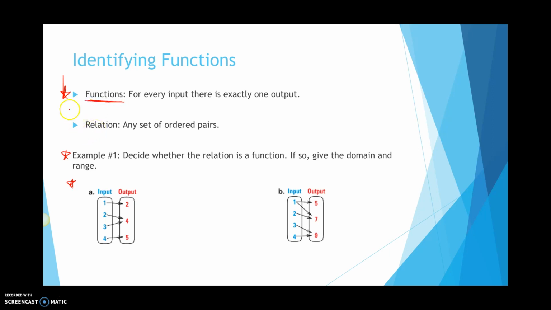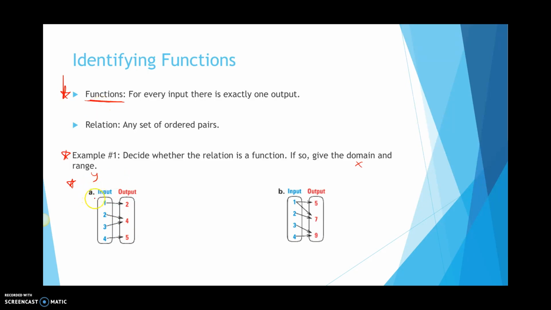A relation, this is something new. This is any set of ordered pairs. So our first example here says decide whether the relation is a function. If so, give the domain and range. Remember, your domain is your x value and your range is your y value. So you're going to look at both of these examples for your input-output and decide if it is a function.